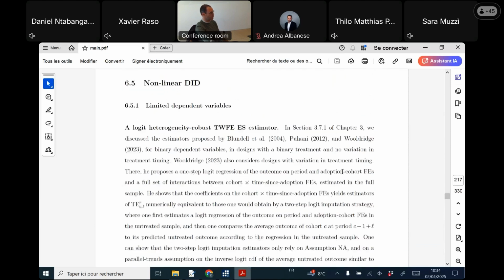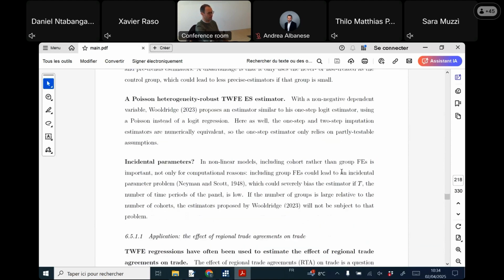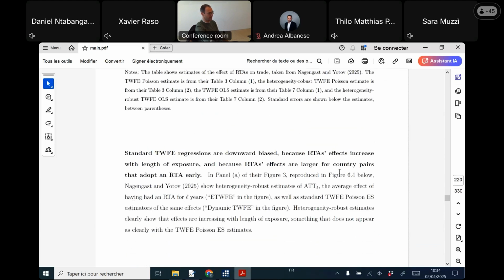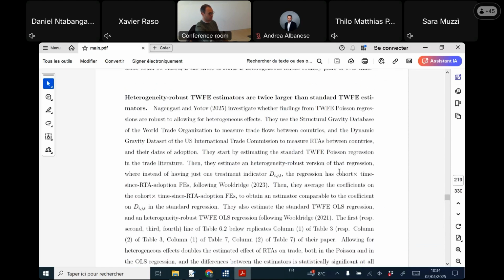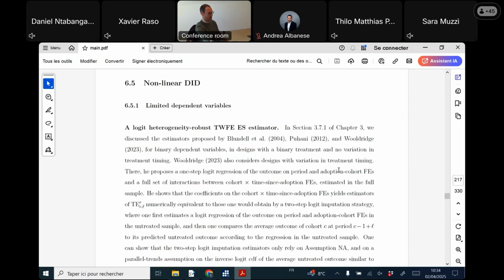Actually, I'm going to skip the extension to nonlinear models, because otherwise we won't have the time to talk about designs where you have variability in the dose of treatment. So very briefly, let me just say that Wooldridge proposes a method to have a heterogeneity-robust probit or logit regression model when you have a binary treatment with variability in treatment timing. The idea is really to extend the insights of the linear case to the nonlinear models. You run a probit with cohort fixed effects and time fixed effects, and then you interact the cohort fixed effects with relative time since adoption. That's going to give you a probit that's robust to heterogeneity.